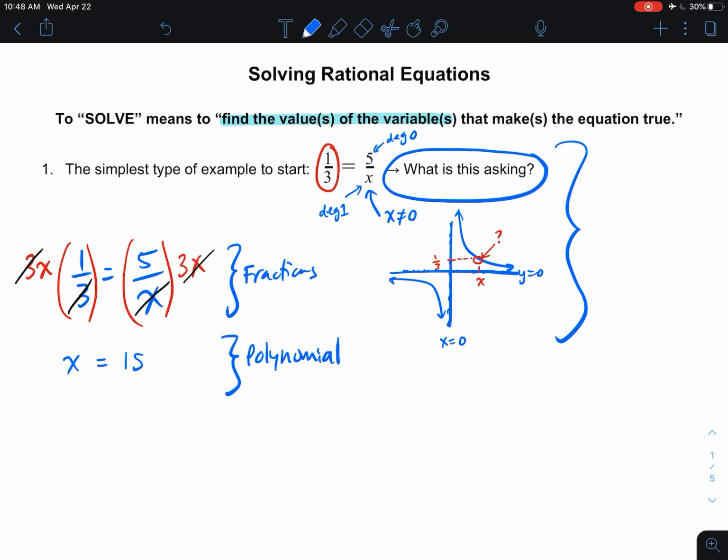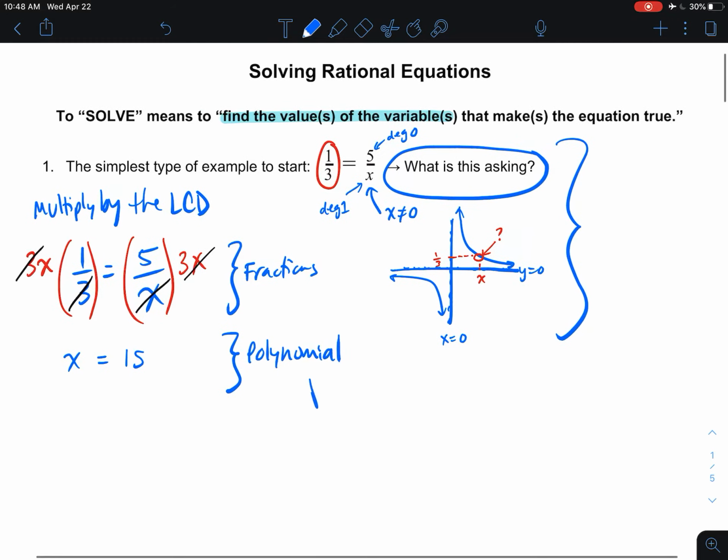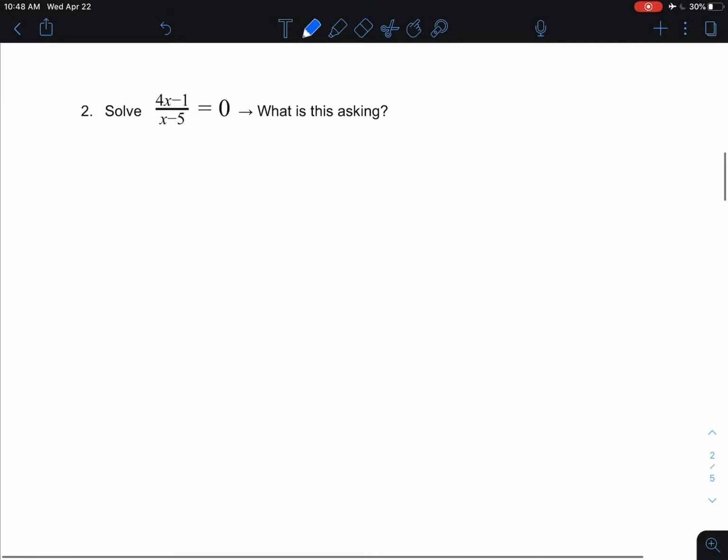And algebraically, we're going to use this strategy of multiplying by the lowest common denominator, the LCD. The goal of that is to obtain a polynomial equation at the end that's easier to solve. We're happy once we obtain a polynomial equation because we can deal with that. Awesome. Okay, so let's move on.